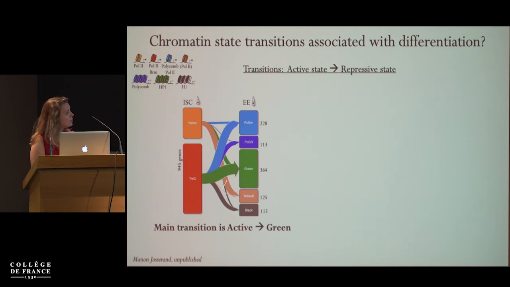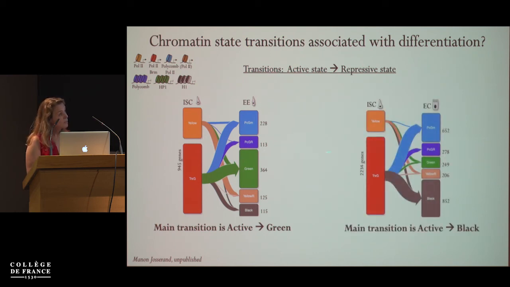And what you can see here is that going from the stem cell to the enteroendocrine cell, the primary change is going from active states to a green repressed state. And this is the HP1 associated state. This is somewhat different if we look at the enterocyte lineage. The primary change is going from an active state into a black state.